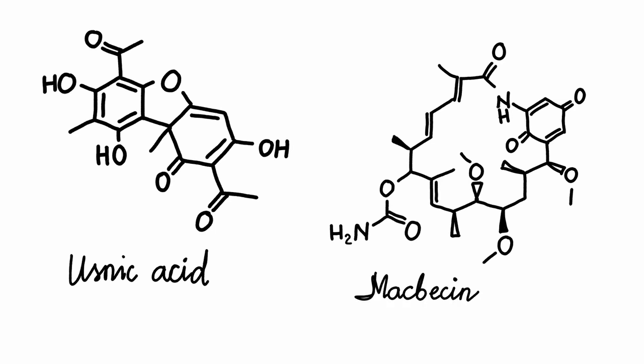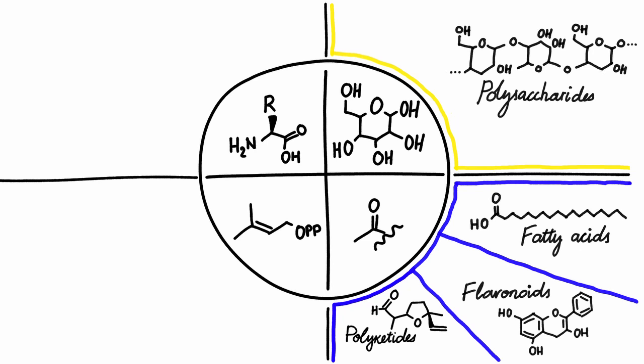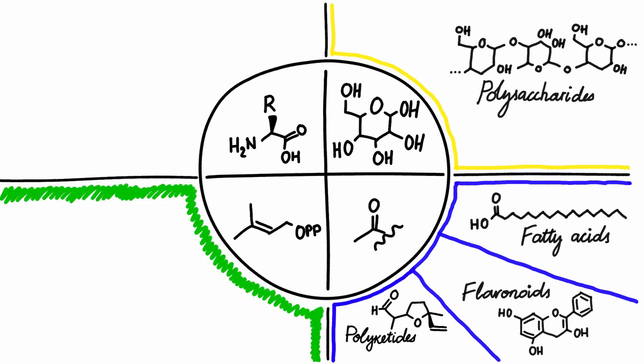This makes them powerful weapons for any organisms for attacking or defending from something, like usnic acid made by lichen, or the macrolide compounds made by certain bacteria. Those are all the main groups of compounds made from acetyl groups.